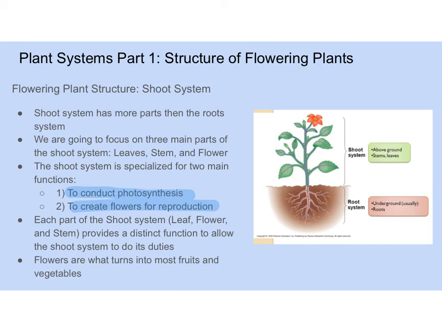So one thing that I was surprised at, because I didn't know a lot about plants, is that when we have things like apples or we have cherries, those fruits, along with vegetables, used to be flowers, and the flowers transition into those fruits and vegetables.